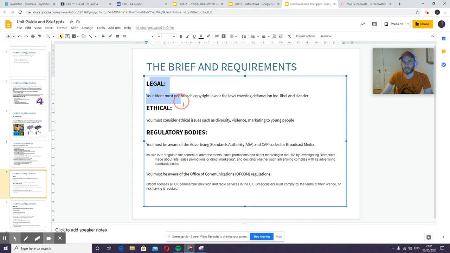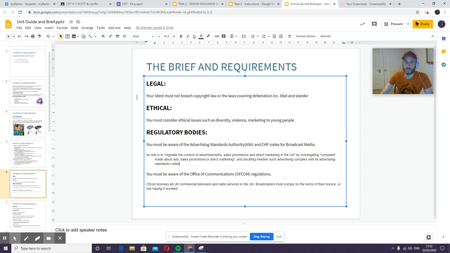Okay, so I've just summarized the legal and ethical constraints here. So it mustn't breach copyright law or the laws on defamation. You must consider ethical issues such as selling, marketing to children or young people, and the use of violence or shocking imagery, and issues around diversity. You need to be aware of the regulatory bodies, so you need to understand who the Advertising Standards Authority are, what the CAP codes are, what the rules are that you must follow, and also the regulations of the Office of Communications, Ofcom, who regulate television and radio in the UK.